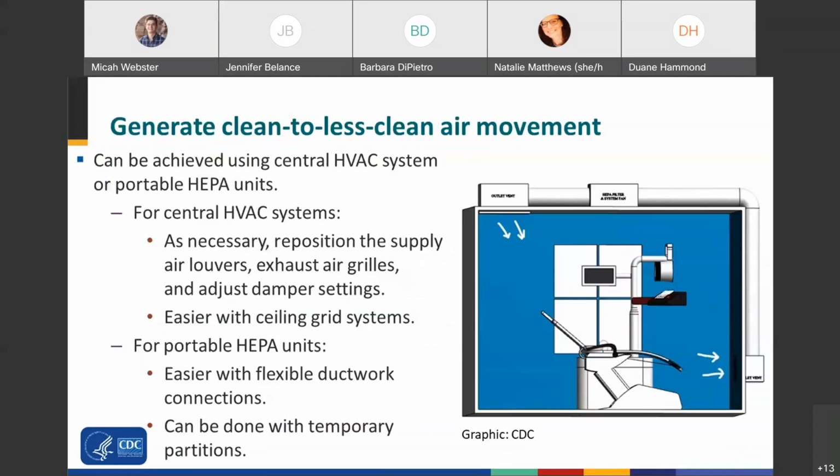Generation of clean to less clean air movement. This can be achieved using a central HVAC system or portable HEPA units. For the central HVAC option, certainly it's necessary to reposition the supply air louvers, exhaust air grills, and adjust damper settings. It's easier to do with ceiling grid systems, drop ceilings, for example. For portable HEPA units, it's a lot easier if you have a portable HEPA unit with a duct connection, and you can attach flexible ductwork. It can be done with temporary partitions as well. Next slide, please.